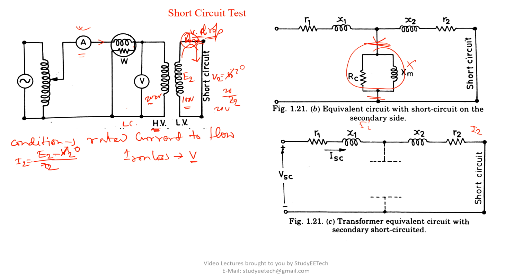And the wattmeter, what about the wattmeter? The wattmeter will read the transformer loss in the I square R branch. I hope you get the concept. The same argument we made for the open circuit test, we are making for the short circuit test. Now we need to do some calculation.